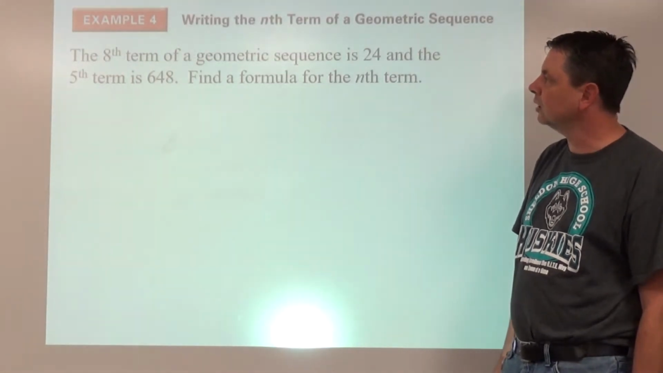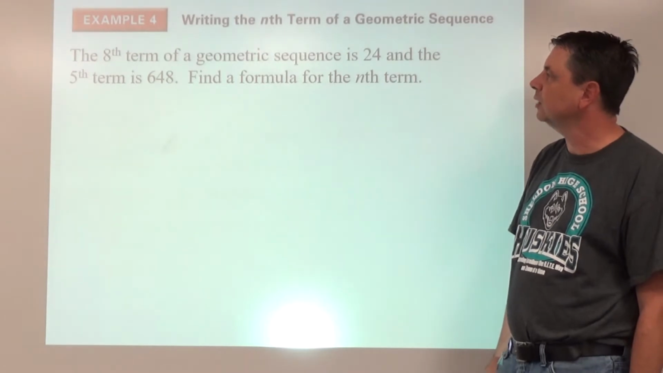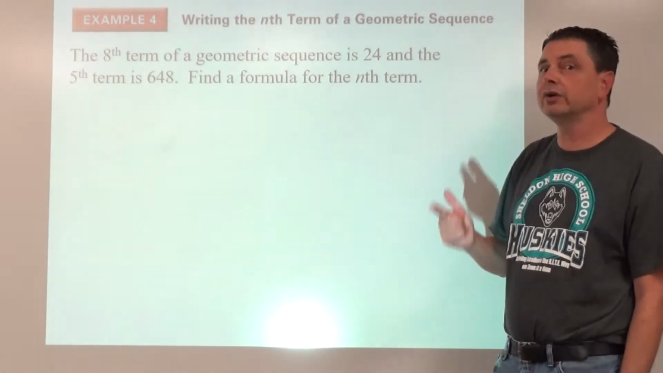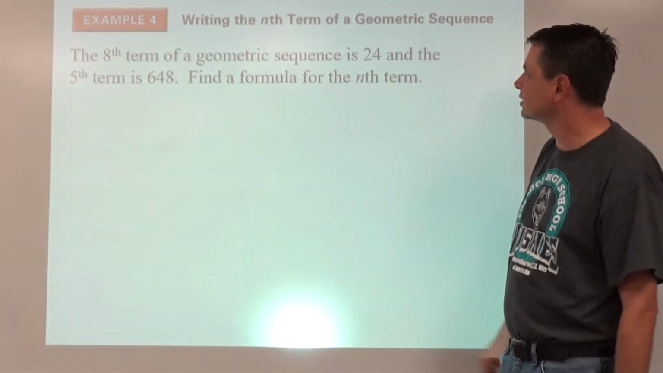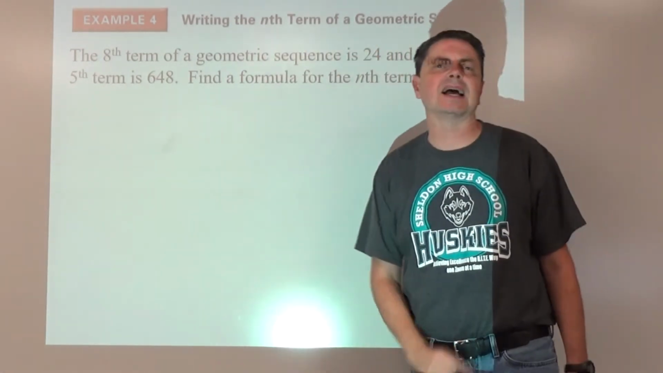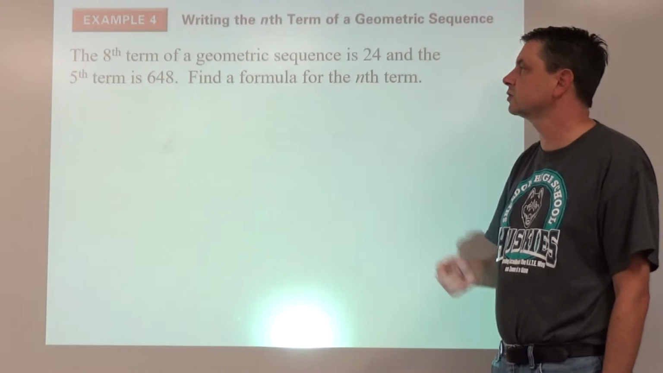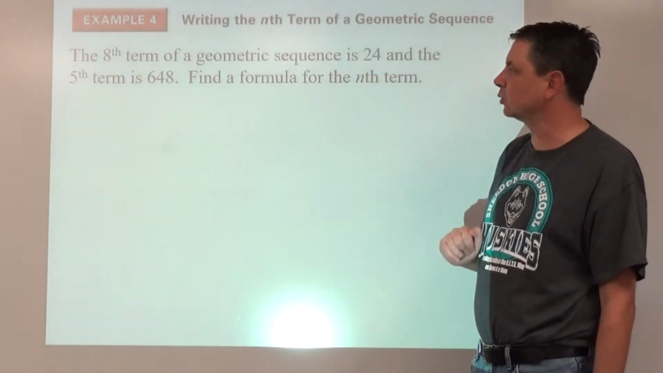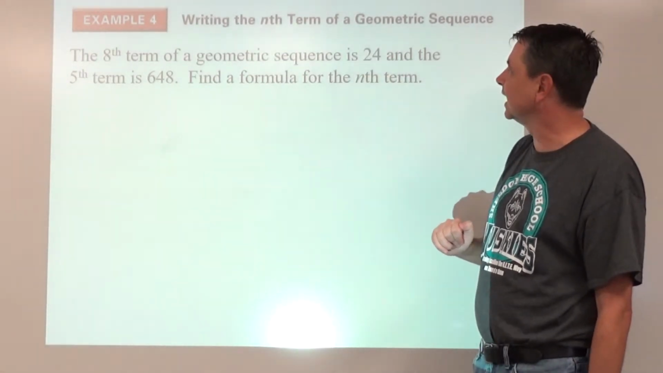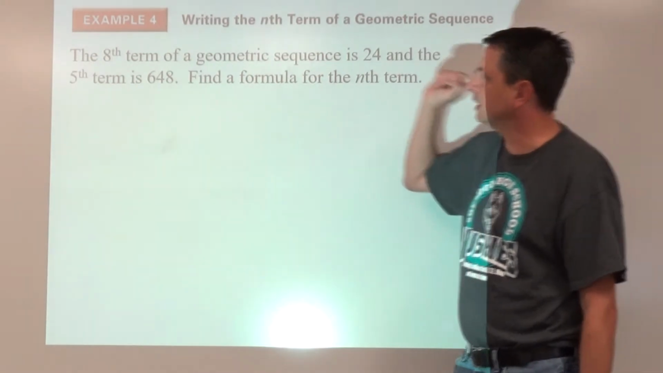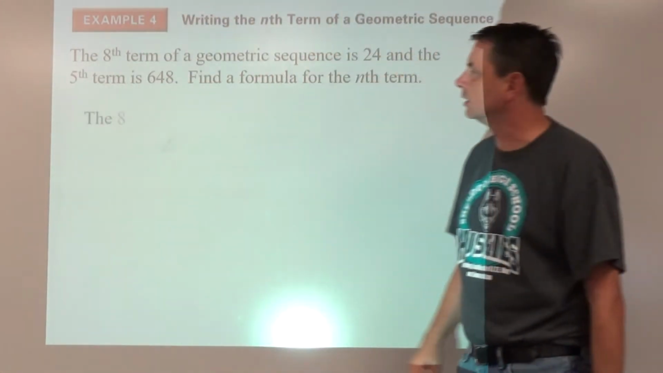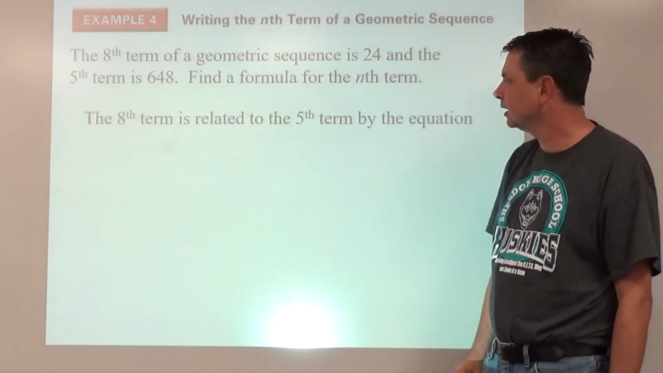Example number 4, find the nth term. If we don't know a sub 1, we don't know r, so kind of the same thing as that last lesson, create a system of equations when we have 2 unknowns. So each term generates an equation. I do like to go with the furthest term down the line first, so the 8th term.